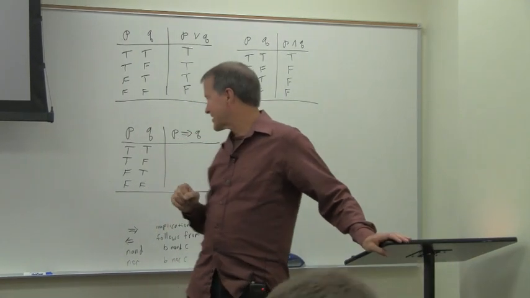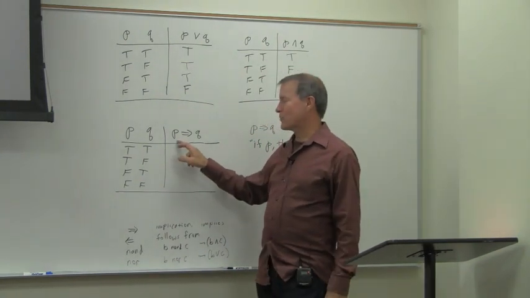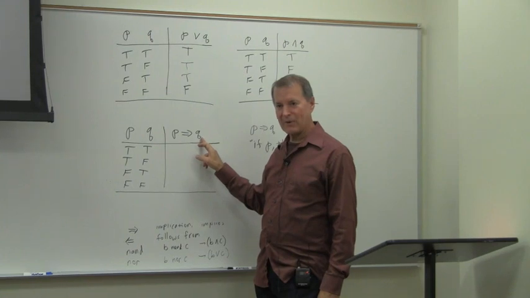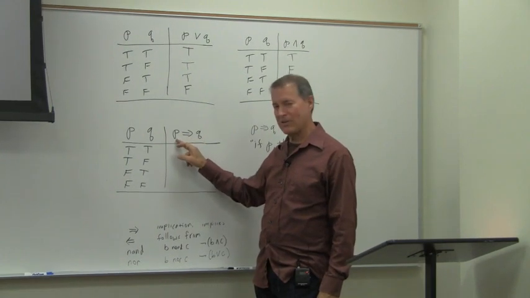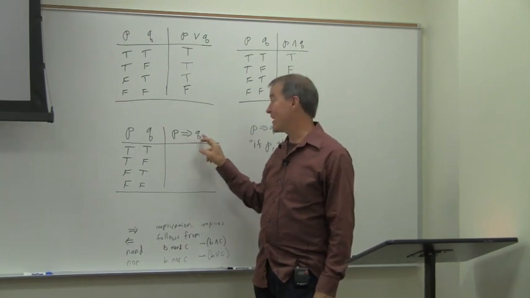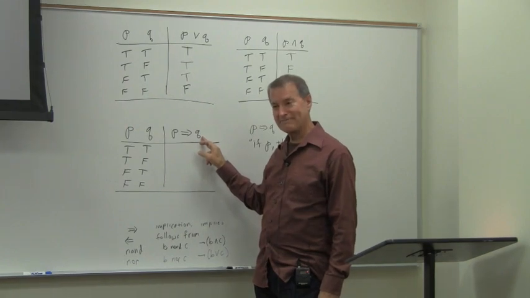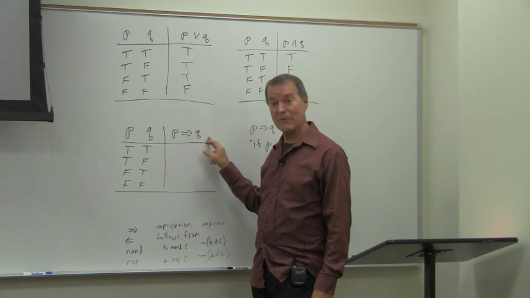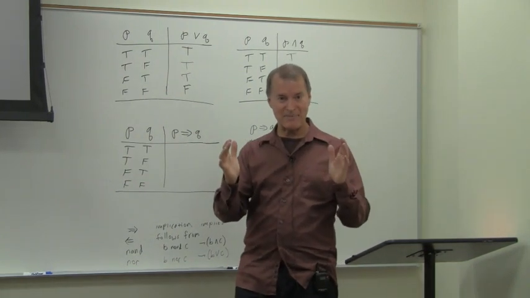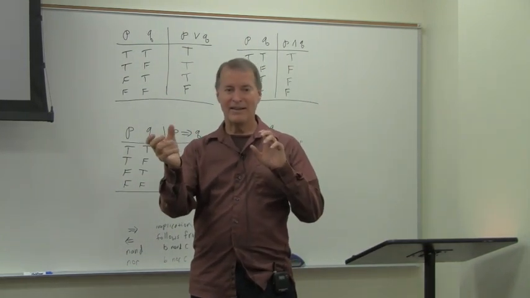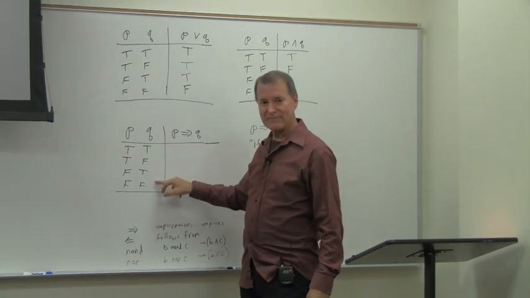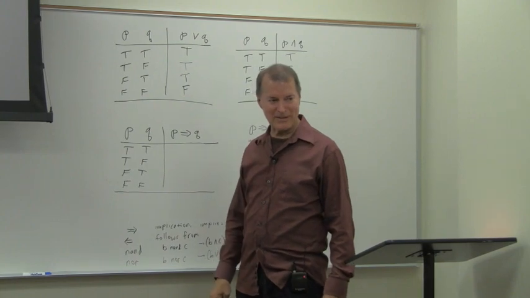Yeah? Now let's think about that. P is winning the lottery. Q is buying a Corvette. And what I just said is that if I win the lottery, then I will buy a red Corvette. Are you with me? If I win the lottery, then I will go out and buy a red Corvette. That's the statement. That's the whole statement, right? And we have these four possibilities, right? All right, is everybody with me on this?